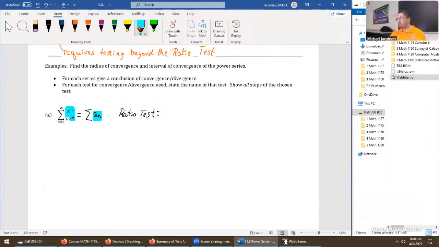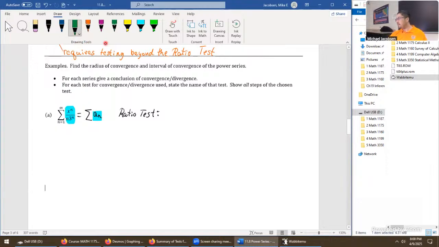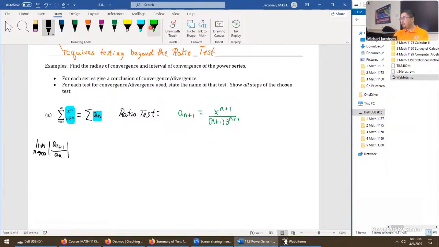The work for the ratio test involves the nth term, highlighted in blue, and also the n plus 1th term, which we'll write in green, just like we did in the last section. We bump the power n by 1, so this is x^(n+1). Down below, we replace n by n plus 1 everywhere, so n plus 1 here, and 3^(n+1) here. So that's the next component in the ratio test. Then we do a limit as n goes to infinity of the absolute value of a_(n+1) divided by a_n. So same structure as in the statement of the ratio test.